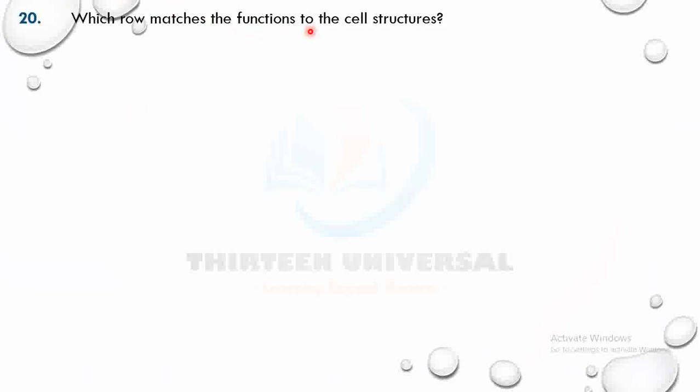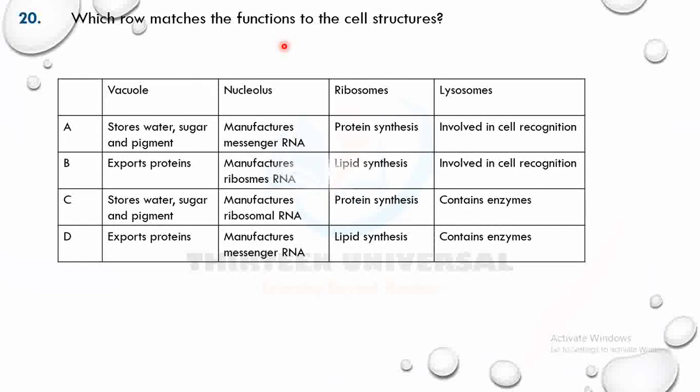Which row matches the functions of the cell structures? Vacuole stores water, sugar, that's correct. Nucleolus manufactures messenger RNA. No, it doesn't, it manufactures ribosomes. So A is eliminated. B, vacuole exports protein, it does not export protein. C, stores water, sugar, and pigment, yes. Manufactures ribosomal RNA, yes. Ribosome protein synthesis, yes. Lysosome contains enzymes, yes. The answer is C. D, vacuole doesn't export proteins, and ribosomes do not synthesize lipids.